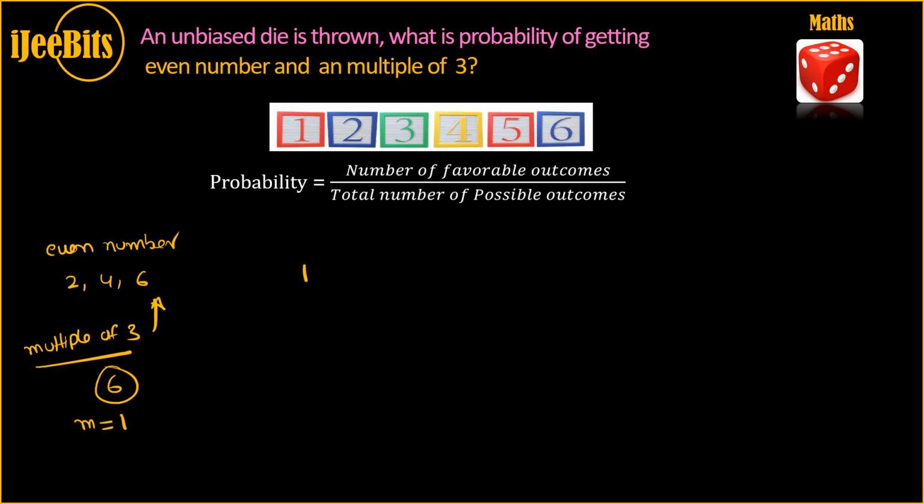So now the probability calculation is m by n, where m means favorable outcomes and n means total outcomes. So 1 by 6 is your answer. For an unbiased die, if you throw it, the probability of getting an even number and a multiple of 3 is 1 by 6. Get it?